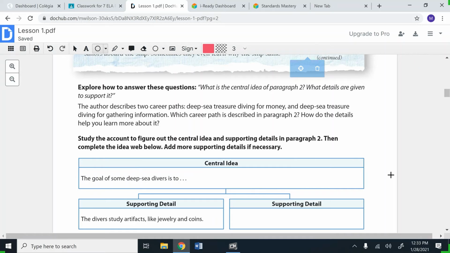So it says, explore how to answer these questions. What is the central idea of paragraph 2? What details are given to support it?